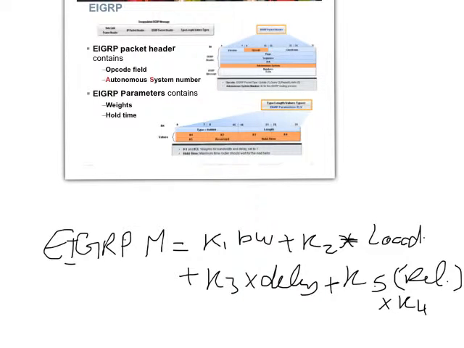This is complicated, but by default, K1 and K3 are 1 and the rest are 0, which really comes down to the fact that the metric is basically bandwidth plus delay. That's the default configuration of any EIGRP router. Very simple. So the default parameters here are K1 equals 1, K3 equals 1, and the rest of the Ks are 0. Okay?